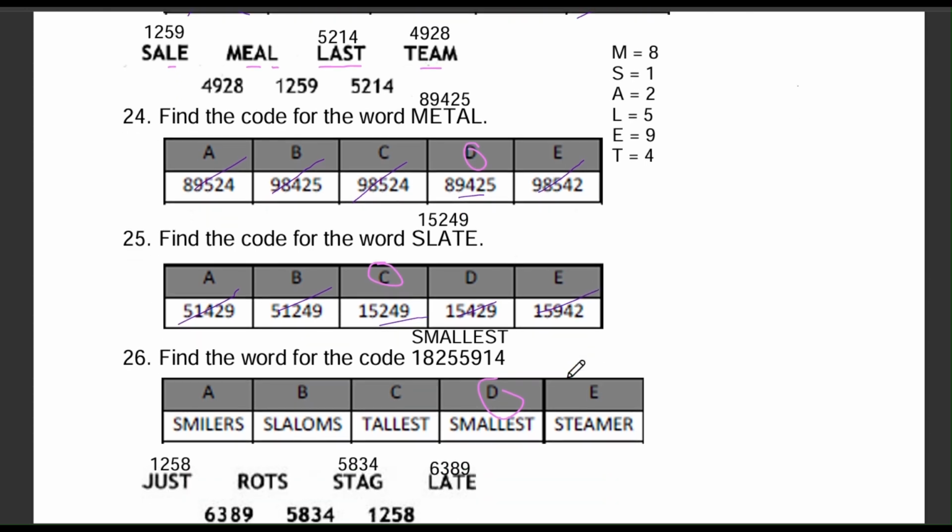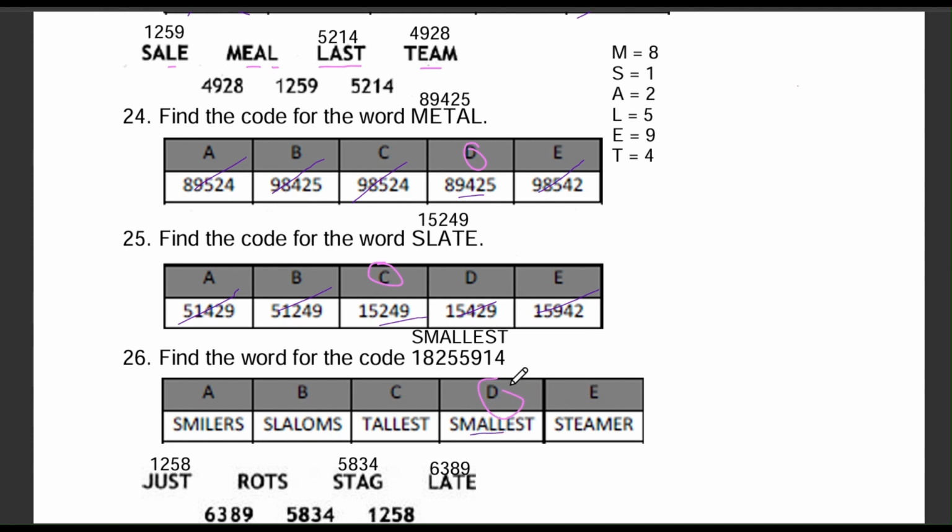Question 26. Find the word for the code 182559114. Our options are A, smilers, B, slaloms, C, tallest, D, smallest, E, steamer. The correct answer is D.